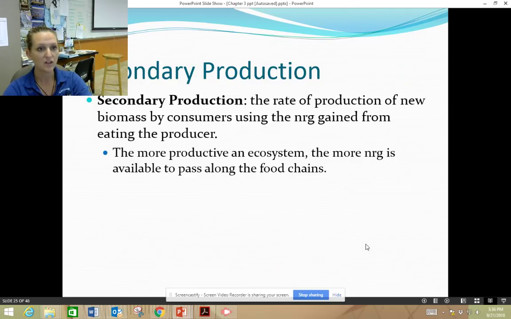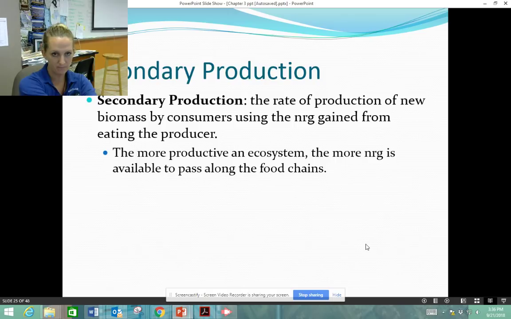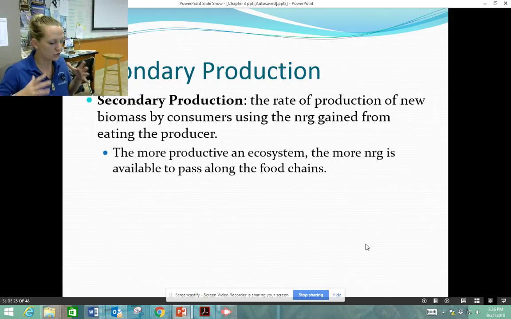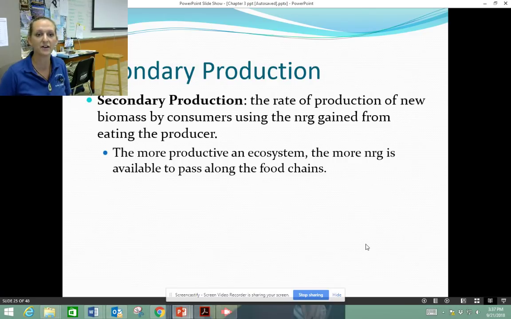Secondary production. Like primary production, this is another rate scenario. It's another like speed, or how fast. It's the rate of production of new biomass by consumers using the energy gained from eating the producer. So your primary consumer eats the producer. Now, how fast can that consumer use that energy to build itself and add biomass to itself? The more productive your ecosystem is, the more primary production there is, the more energy will go up your food chains. So if you have a lot of primary production, you are definitely going to have a lot of secondary production.